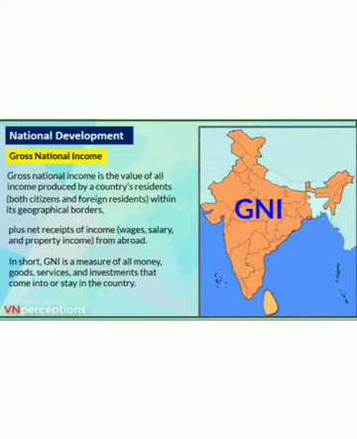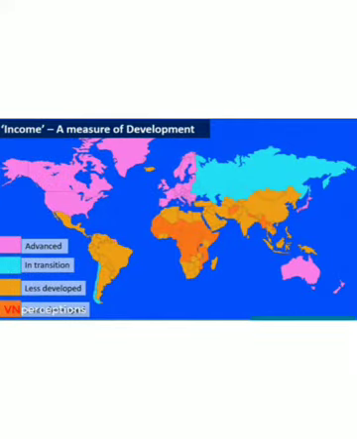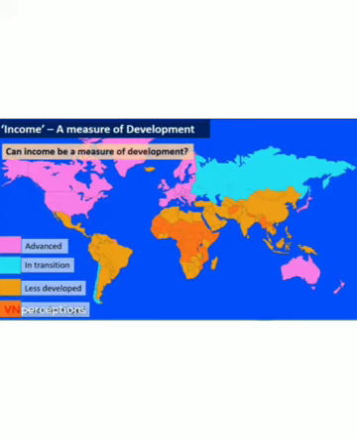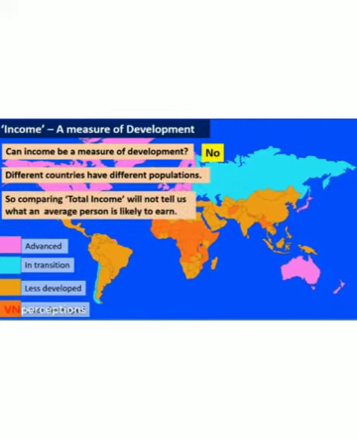So can we take GNI of different countries and say, okay, one country is developed, another is not? So can income be a measure of development? The answer is no. So let's try to understand why. Different countries have different populations. So comparing total income will not tell us what an average person is likely to earn, because some countries are very big in size and some countries are small. For example, India and Japan. In India, population and land is more, but in Japan it's not like that. Understood? So comparing countries in terms of total income is not a good measure.